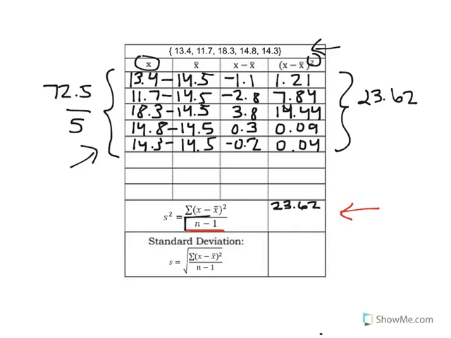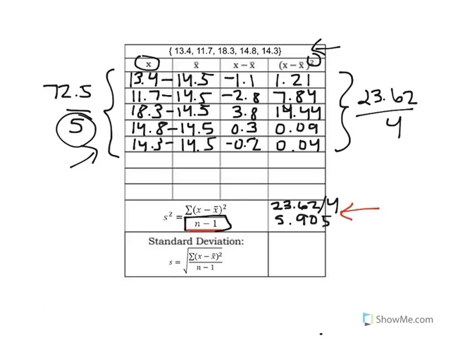And now, this is the only step that's different, you guys. So instead of dividing by 5, where we originally did, we just divide by 5 minus 1. So now we're dividing by 4 instead of dividing by 5 there. That's the only difference. And so when I divide by 4, I get 5.905.